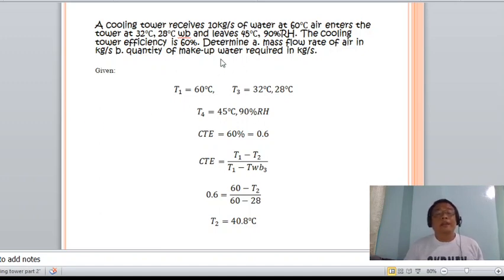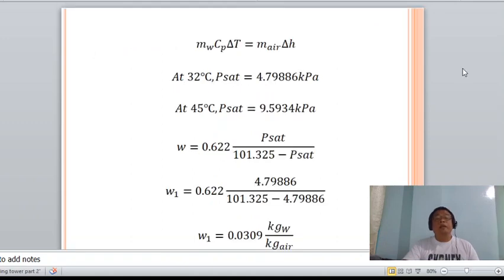Okay, so getting now the temperature of the leaving water. Substituting values into the cooling tower efficiency formula, T sub 2 is 40.8 degrees Celsius. Take note again that the heat carried by the cooling water is equal to the heat absorbed by the air. At 32 degrees, the saturation pressure is 4.79886 kilopascals, and at 45 degrees, the saturation pressure of air is 9.5934 kilopascals.